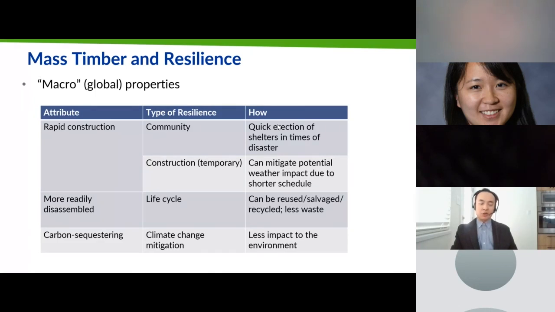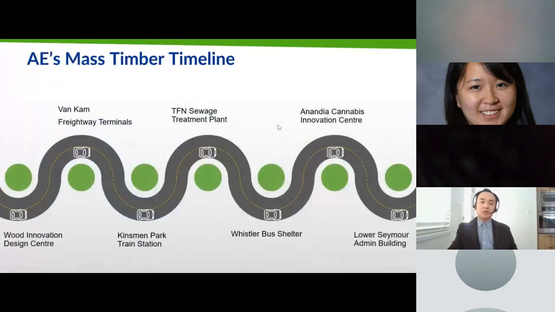And like I said before, mass timber can be more readily disassembled, can be reused, salvaged, recycled, and has less wastage. This can enhance the life cycle performance of this material compared to some other more conventional materials, potentially. And lastly, mass timber is carbon sequestering. This means there's less impact to the environment, and this leads to climate change mitigation, which once again goes hand in hand with resilience. So moving on, here's a bit of a timeline of Associated Engineering's mass timber journey.